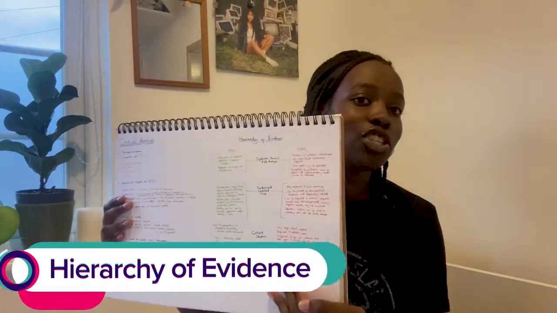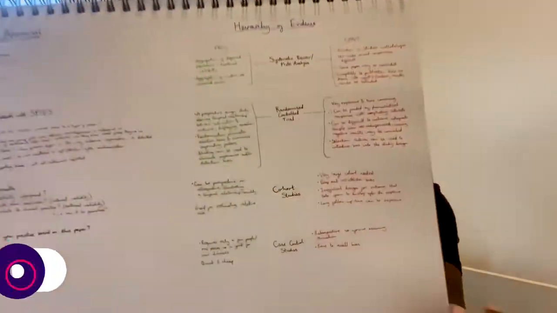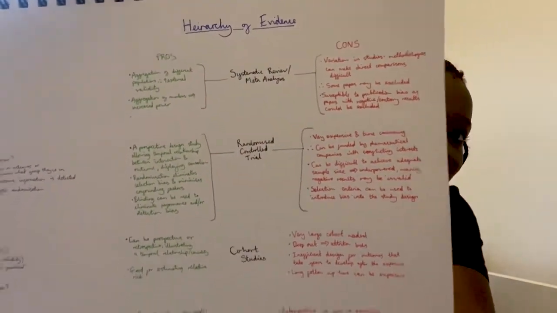All right, and now I'm just going to quickly go into the hierarchy of evidence. I hope you're staying with me. The strongest to the least strong type of study. So it goes systematic review, meta-analysis. Oh, you can't even read that. Then it goes randomized controlled trial, then a cohort study, then a case control study, and there are pros and cons to each one.